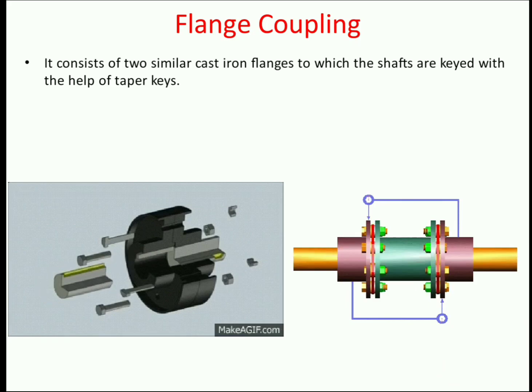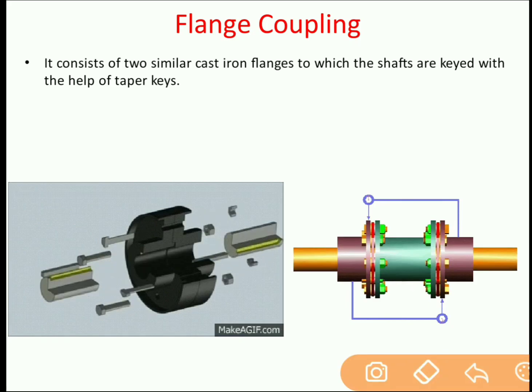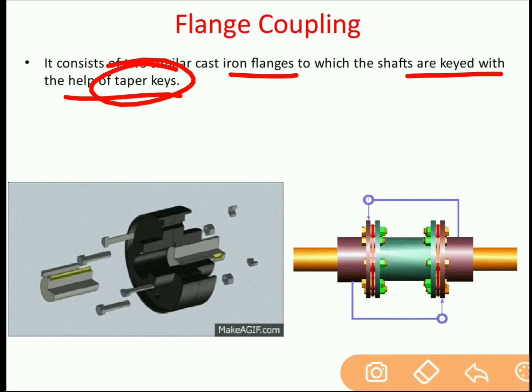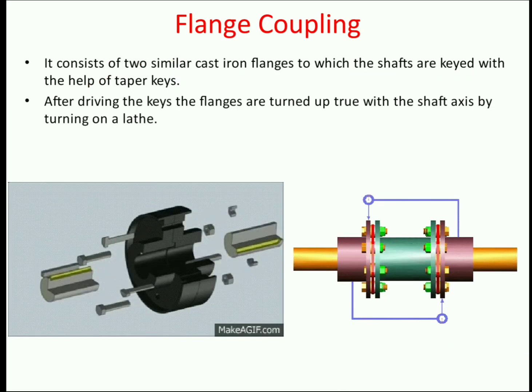It consists of two similar cast iron flanges. A flange is nothing but a disc to which the shafts are keyed with the help of taper keys. So to connect the shaft and the coupling, we need to use taper keys.